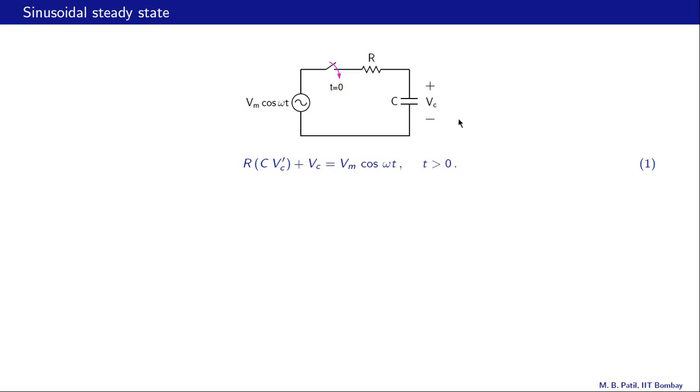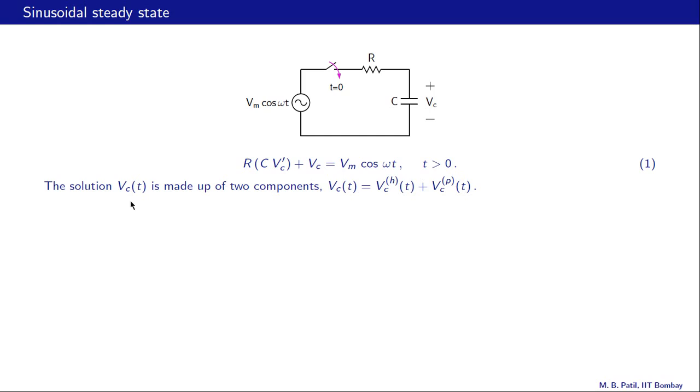Alright, let us begin with the circuit equation, this equation 1 here. What does it say? It says that this voltage drop plus this voltage drop must be the same as the source voltage. This voltage drop is R times the current, and the current is C dVc/dt. So that is what this says here, R times C Vc prime plus Vc must be equal to Vm cos omega t for t greater than 0, that is when the switch is closed.